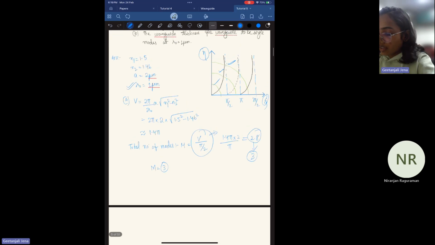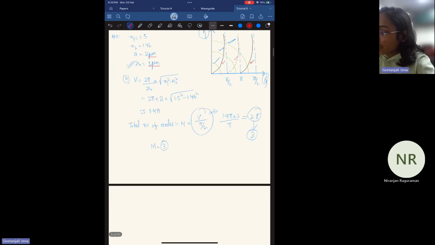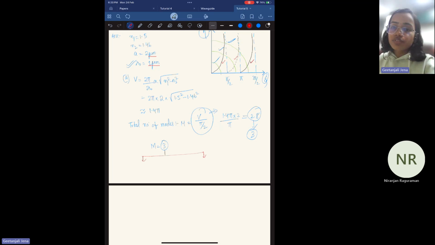So now to find out among these 3, what are the number of symmetric and antisymmetric modes? You can see here in the graph, this odd and even mode, they repeat alternatively. So what you have to do is divide it into equal parts. Let's say the integer you got is an even number, then you will get an equal number of symmetric and equal number of antisymmetric modes.